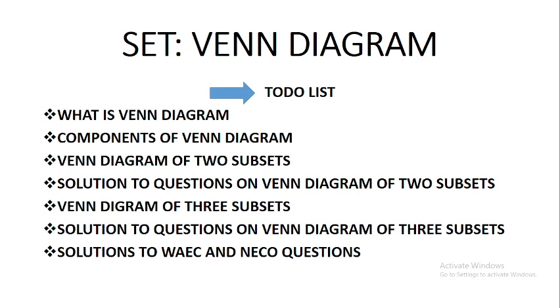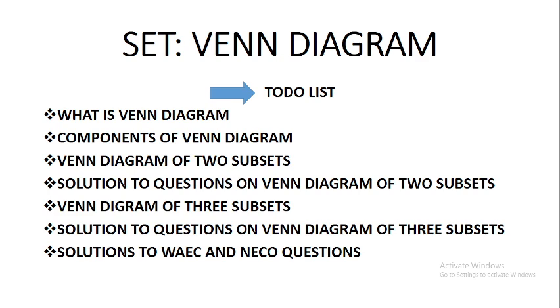So what are we expecting in this video? I told you earlier we're going to be talking about Venn diagrams, and what a Venn diagram is all about, then the components of a Venn diagram, that is what makes up a Venn diagram. Then we'll be talking about Venn diagrams of two subsets. Then we are going to be solving some questions on Venn diagram of two subsets. I want to tell you, we are going to be solving a lot of questions.